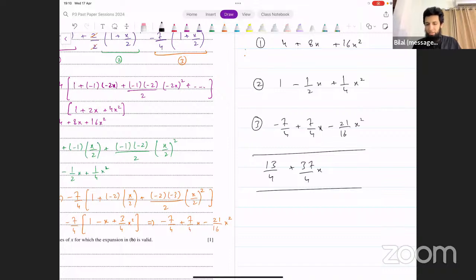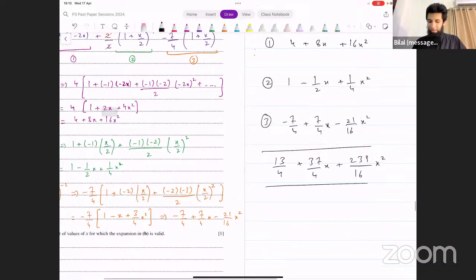That's 239 over 16. X squared. That is the final result that we get. That's the final expansion. Okay.